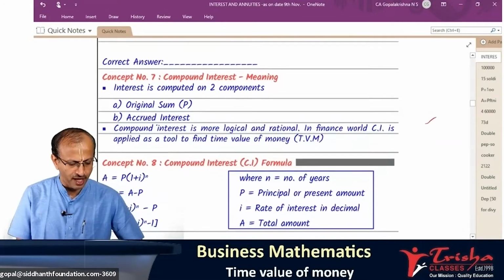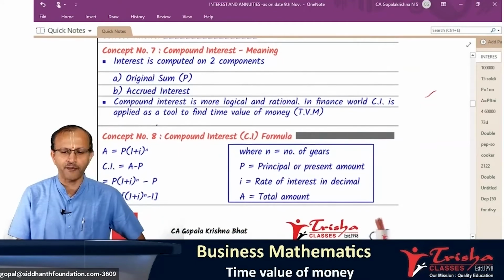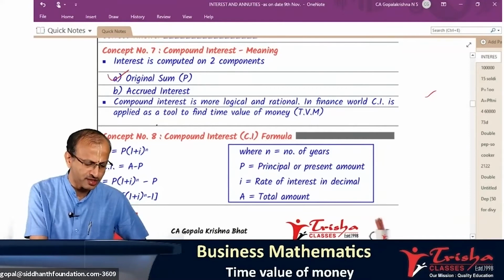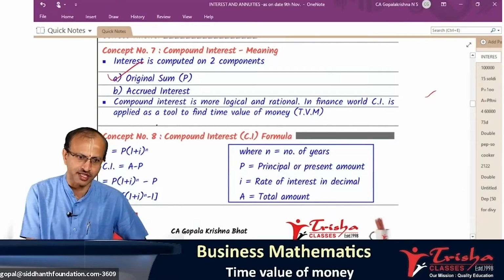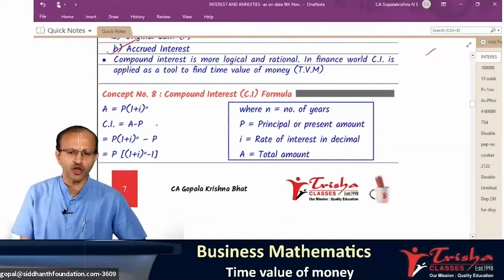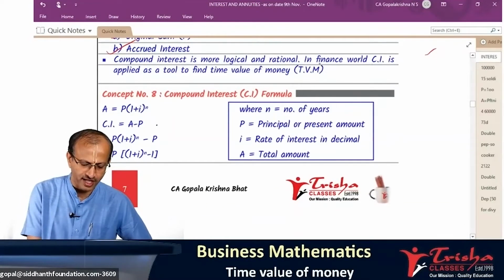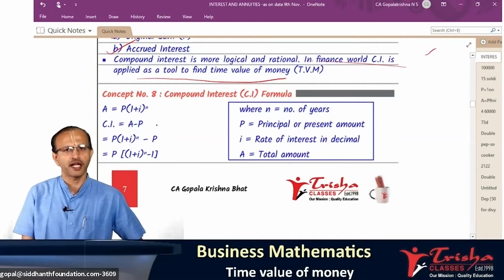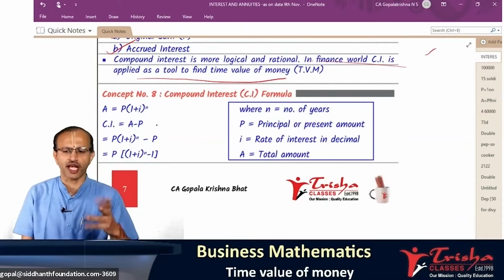Compound interest, the part 2 which I am discussing today. In compound interest, the interest is computed on two components. One is the original sum, that is nothing but principal. The other one is accrued interest. Compound interest is more logical and rational. In the finance world, this tool is applied to compute time value of money. Finally, it is on two components and this is more rational.